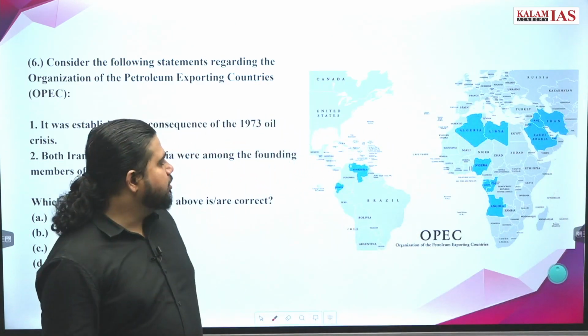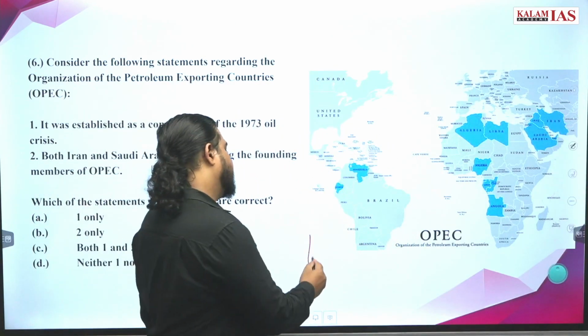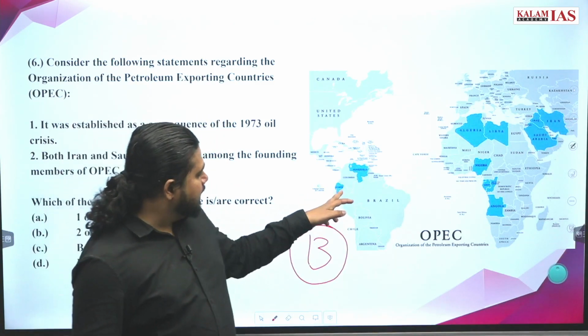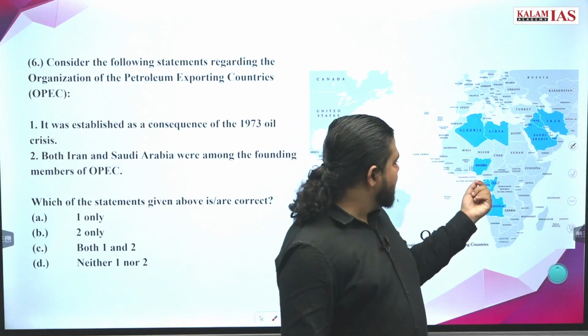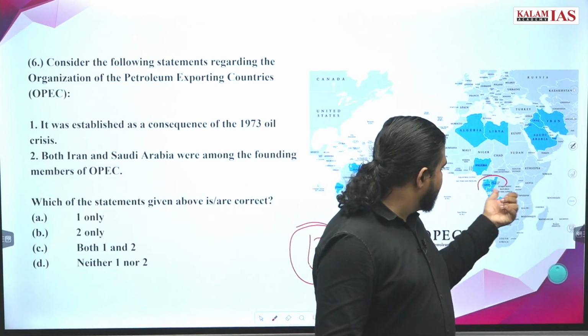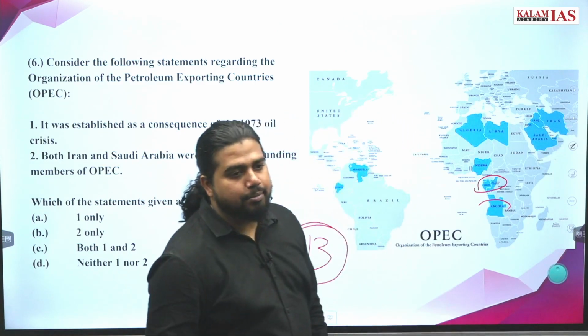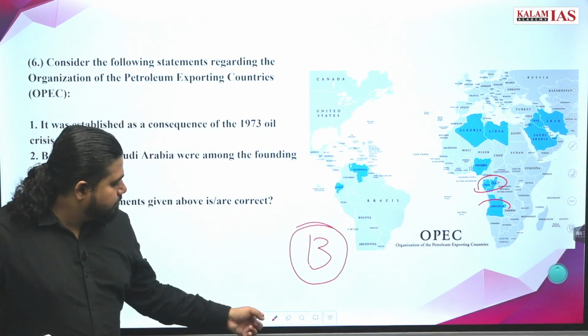These are the other OPEC countries. For factual information, you can go through this. There are 13 countries in the grouping called OPEC: Ecuador, Venezuela, Algeria, Libya, Nigeria, Congo, Angola, Saudi Arabia, Iraq, Iran. All these countries are a part of it.